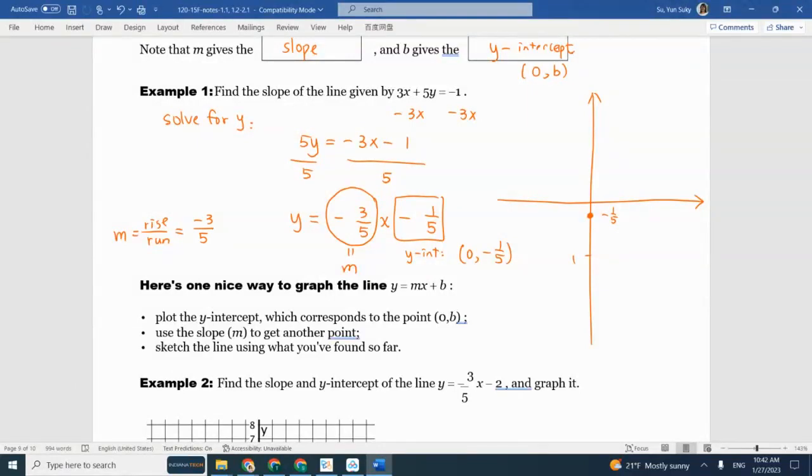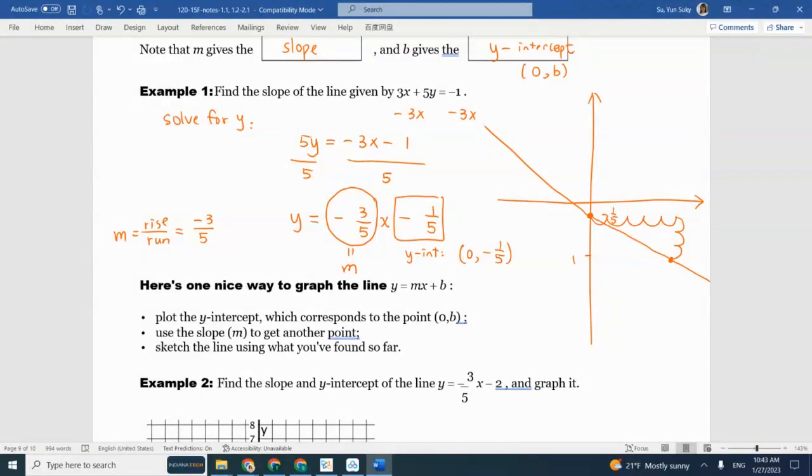Yeah, because you can put the negative on the numerator or on the denominator, right? Usually we put it on the numerator. And this means we go to the right 5 units. And then the negative, do we go up or down? Down 3 units. Right? So to get another point, we go to the right 5 units. So let's say 1, 2, 3, 4, 5. And then we go down 3 units. 1, 2, 3. Okay, so kind of like that. And then draw the line.